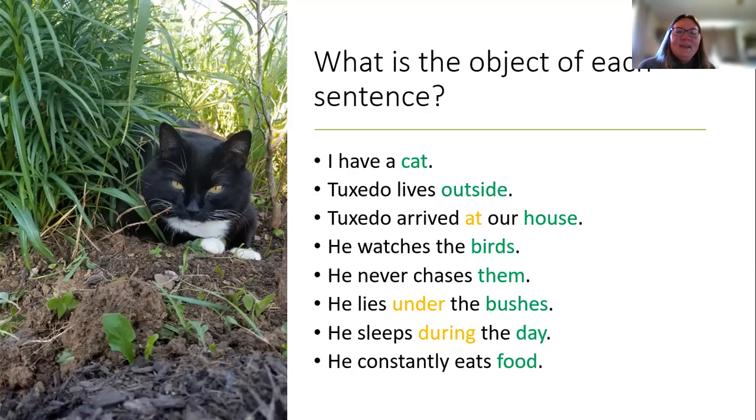Did you get it? I have a cat. It's the noun after the verb, right? Tuxedo lives. Lives is the verb. Outside. Outside is a place. Still a noun. Tuxedo arrived at our house. At is the preposition. Doesn't matter. Prepositions always need a noun partner. No problem. What's the noun? House. He watches. What does he watch? The birds. Birds is the object.